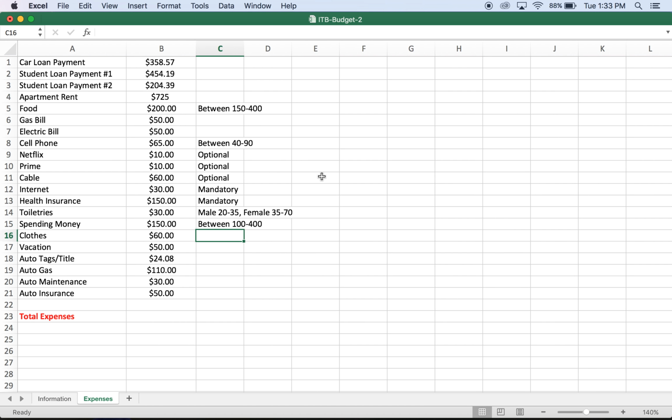Pretty reasonable. Girls, you guys have more clothes, you have more shoes, you have more things. Yours is probably going to be a little bit more, but my budget for clothes is about $60 a month.